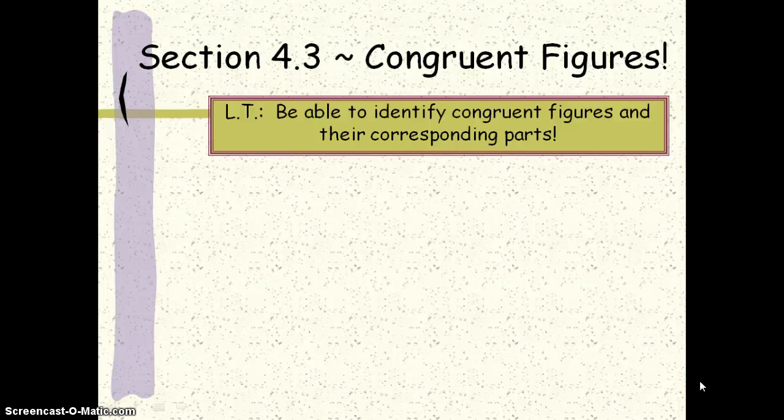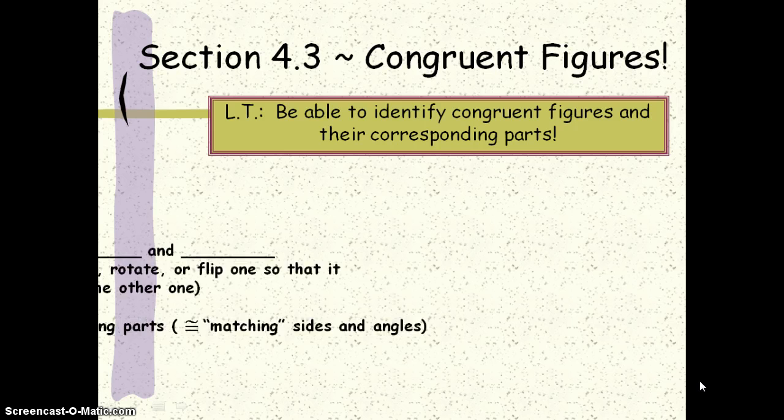Hi class, this is section 4.3 Congruent Figures. The learning target for today is that we will be able to identify congruent figures and their corresponding parts.